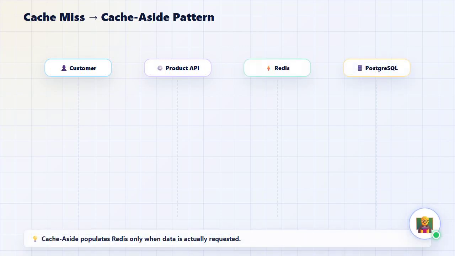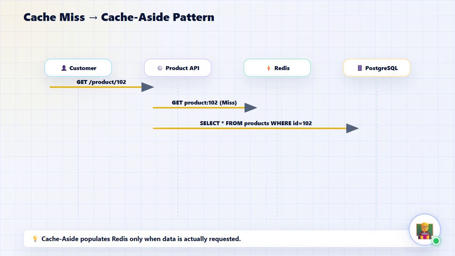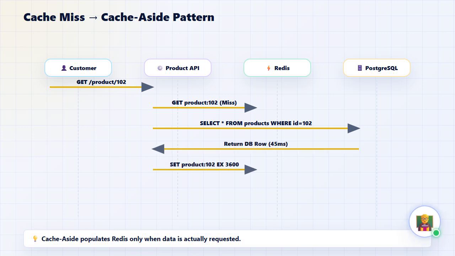Now imagine another customer requests a product that's never been cached before. Redis checks its memory and finds nothing. This time the API must query PostgreSQL. After receiving the result, it immediately stores a copy inside Redis before sending the response back. The next customer will become a cache hit. This strategy is called cache-aside.